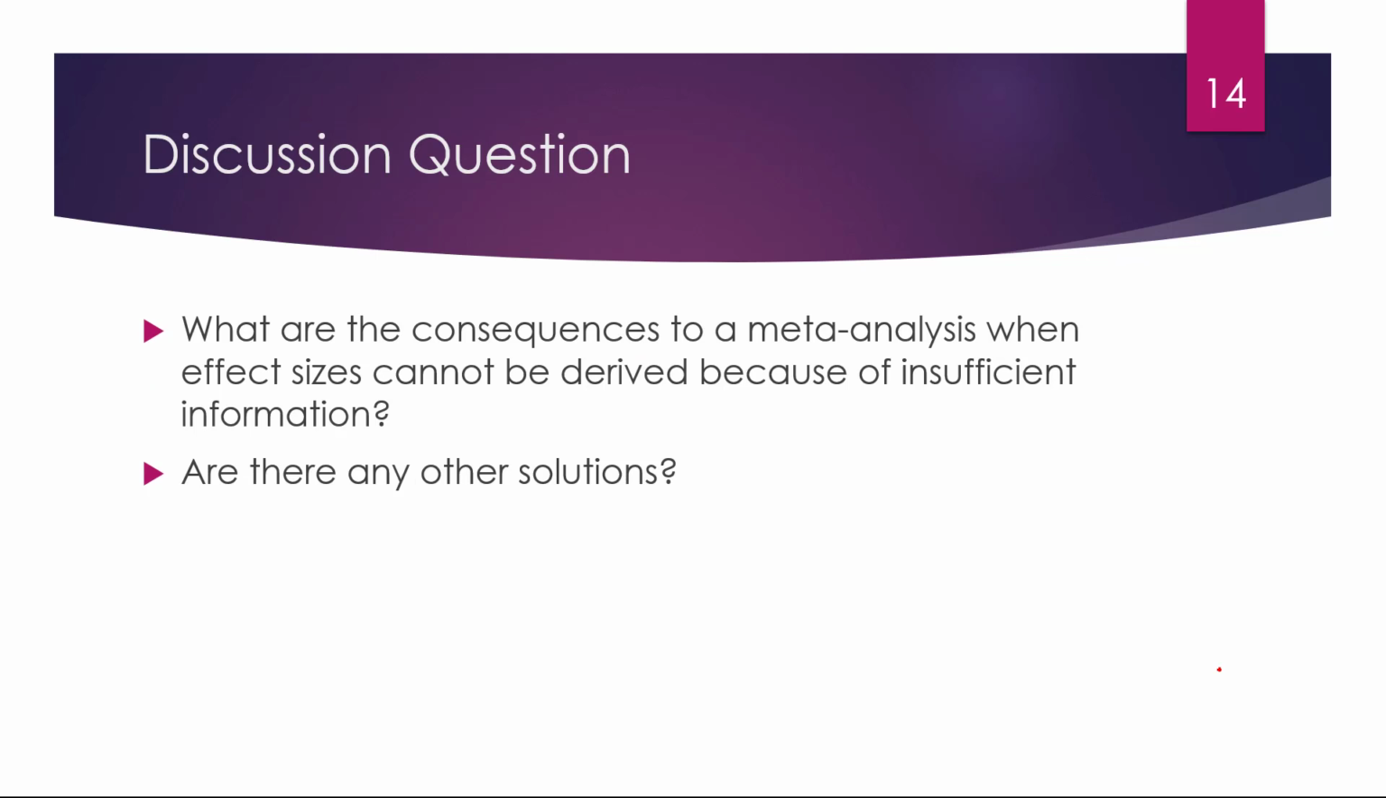So I'll leave you with a couple of discussion questions. First, what do you think are the consequences to a meta-analysis when effect sizes cannot be derived because the studies have insufficient information? We call these impoverished reports. They just don't have the essential information you need. So what's going to happen to a meta-analysis if you can't get these impoverished reports into the meta-analysis, or you can't get them to be exact enough, which is a related problem? And are there any other problems to these imprecise statistics that appear in source studies?